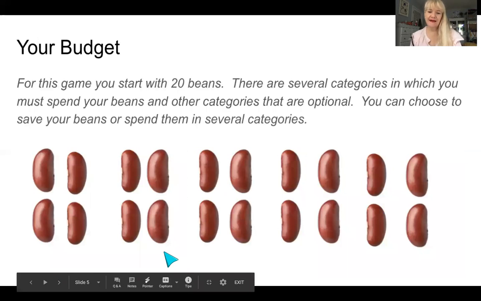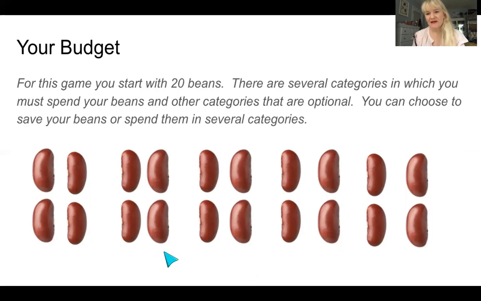This is a game called the Bean Game, and these beans are going to represent our budget. For this game, we start with 20 beans. There are several categories in which we have to spend our beans, and some categories that are optional. Just like in life, there are some things we have to pay for and some things that we don't have to pay for. We can choose to save our beans for those categories, and or we can spend them in different categories. So we can make some choices.